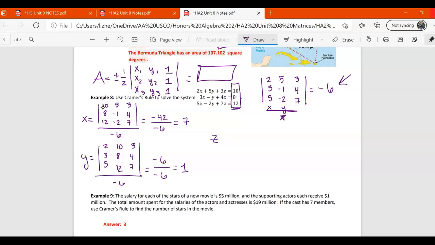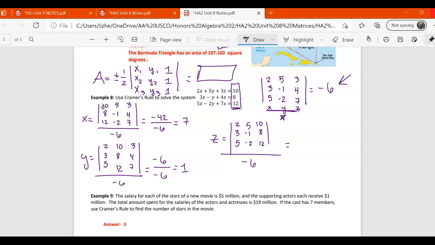Okay, for z now. All right, so for z, I'm going to take out my z column and put in my constant. So the x's and the y's stay the same. So I do 2, 3, 5, 5, -1, -2, and then 10, 8, 12. And all that, of course, is divided by that -6 again.